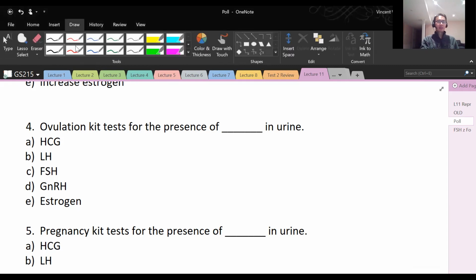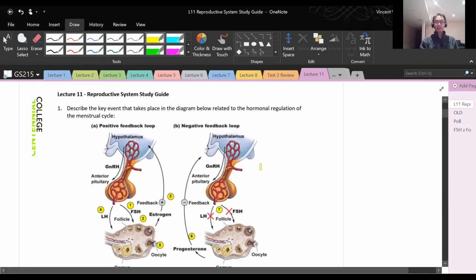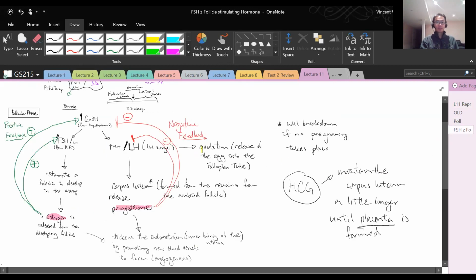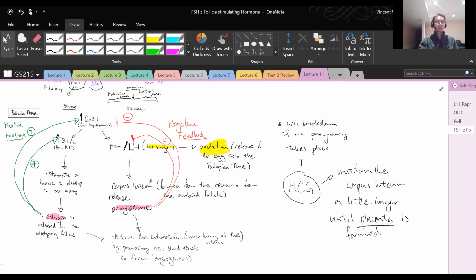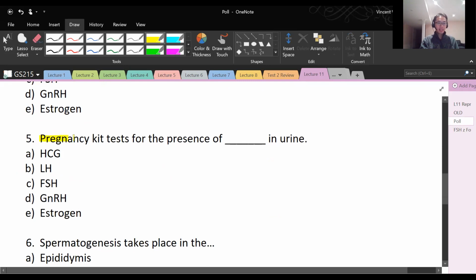Okay, ovulation kit, right? What triggers ovulation? Let's go back and take a look at what we said. Ovulation is triggered by the LH surge, right? So the ovulation kit is going to test for the presence of LH in the urine. So the correct answer is luteinizing hormone. Okay. Pregnancy kit, on the other hand, checks for HCG in the urine. HCG. So make sure you know the difference.